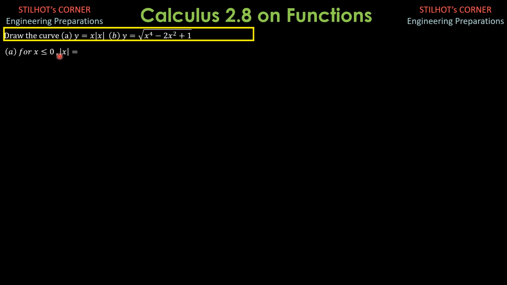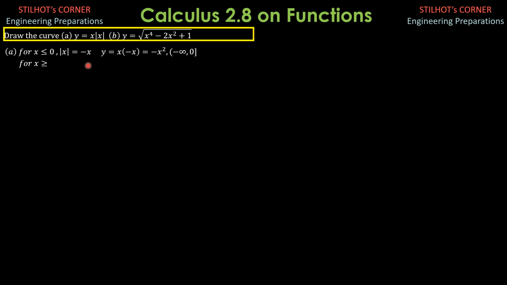For x less than or equal to 0, the absolute value of x is negative x. When x is negative, the absolute value of x, because it is always positive, is the negative of x. So if x is negative, the negative of a negative value is positive. That's why the absolute value of x is equal to negative x when x is less than or equal to 0. Therefore, y equals x times negative x, so y equals negative x squared for the case where x is less than or equal to 0, or from negative infinity to 0.